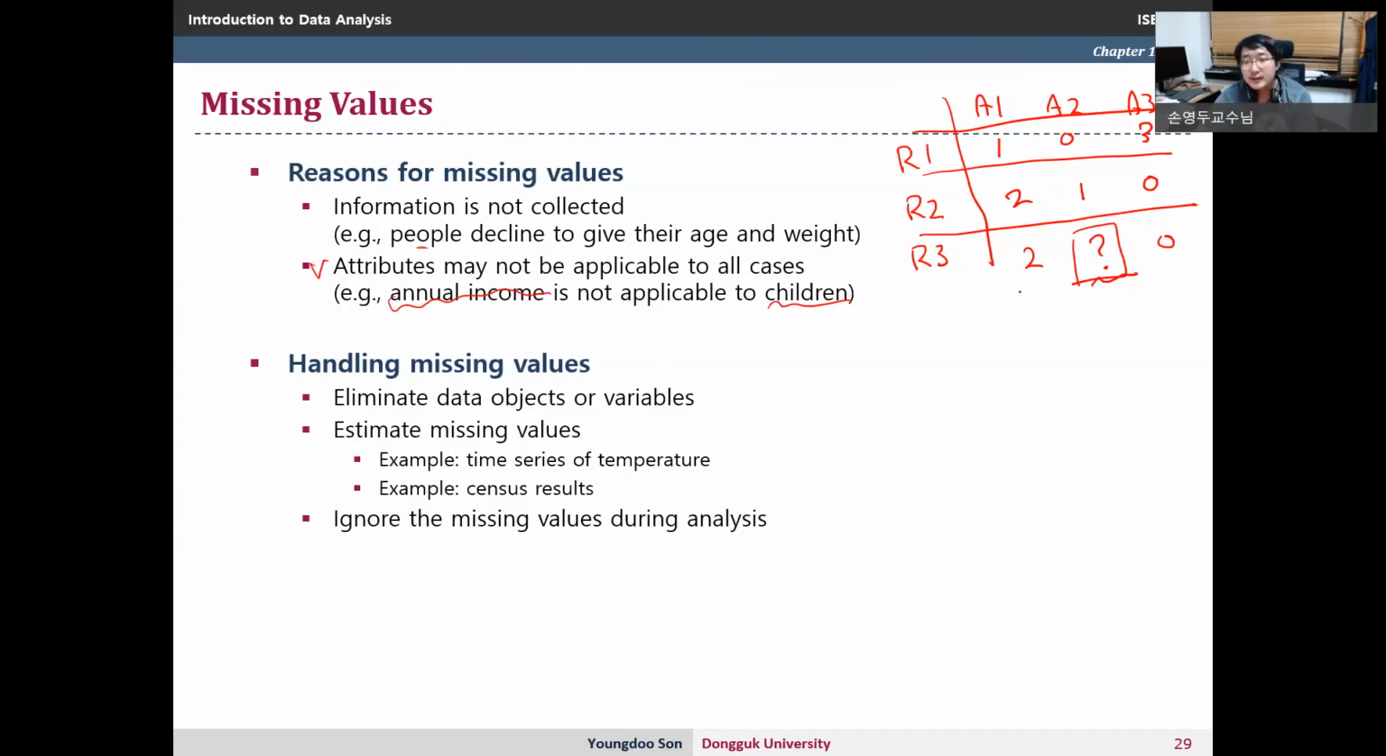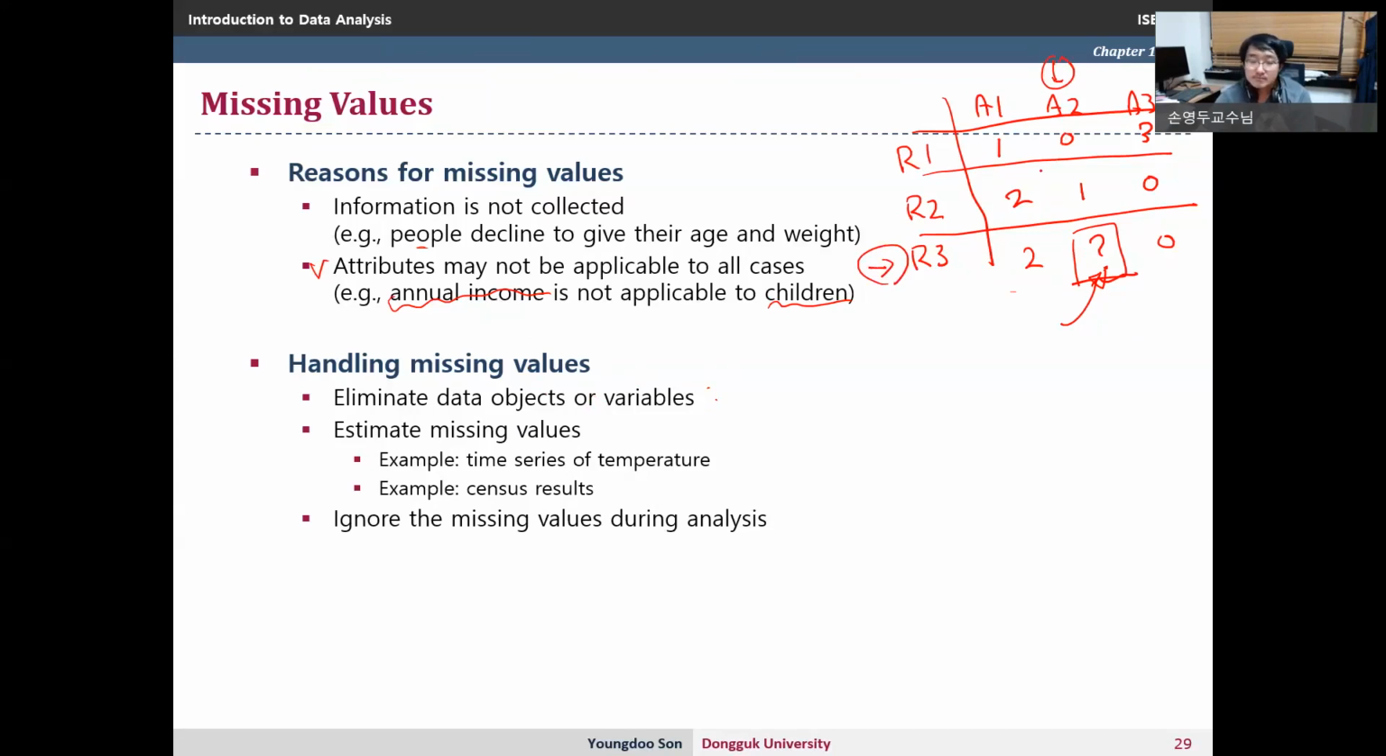So these missing values usually deteriorate or block many analysis methods, so we need to handle them. The first and most naive and easy way is to just delete the record which has missing values, or delete the attribute.